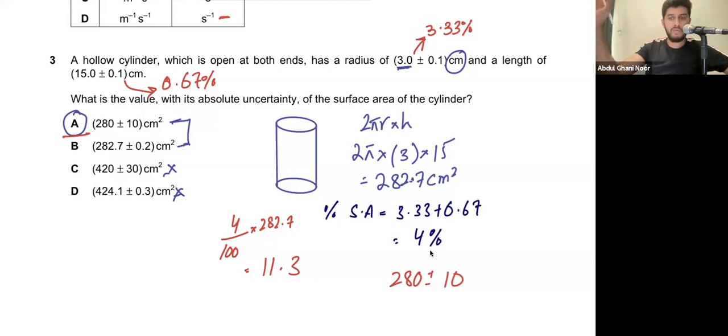Why can we not add the errors directly? When two quantities are being multiplied or divided, their errors cannot be added directly. When two quantities are added or subtracted, like r plus h or r minus h, we add their errors directly. But when there is multiplication or division, you add the percentage errors.